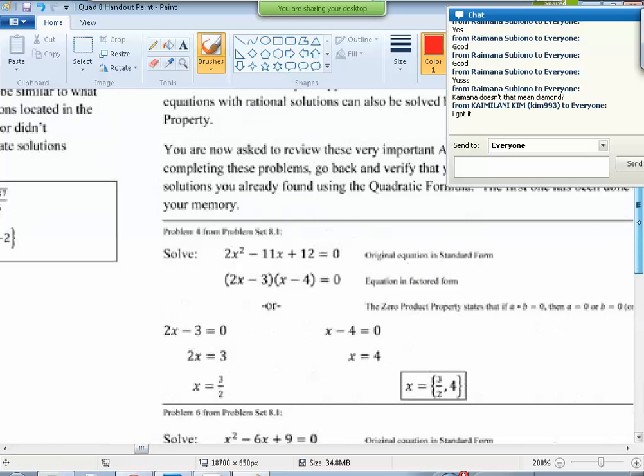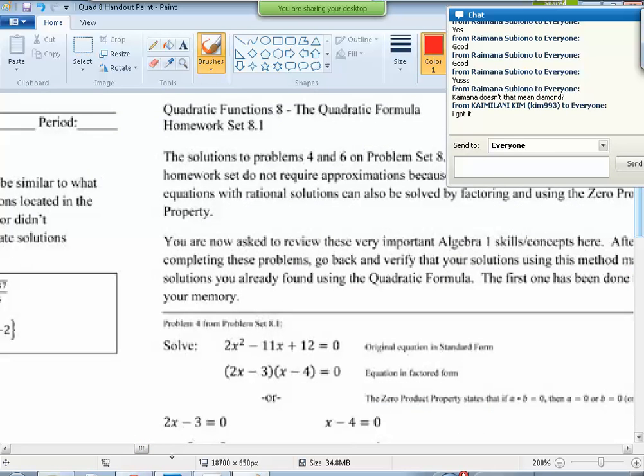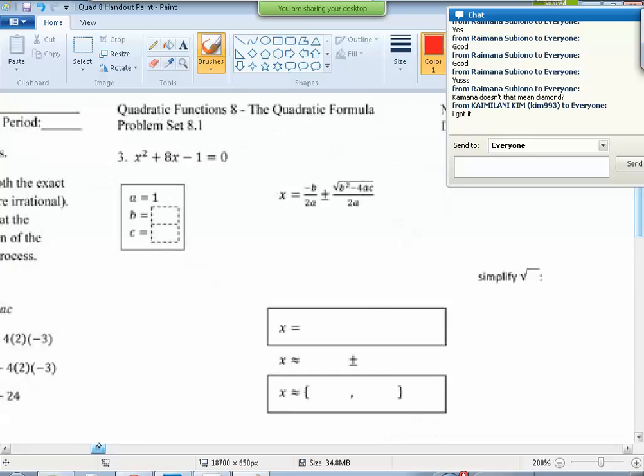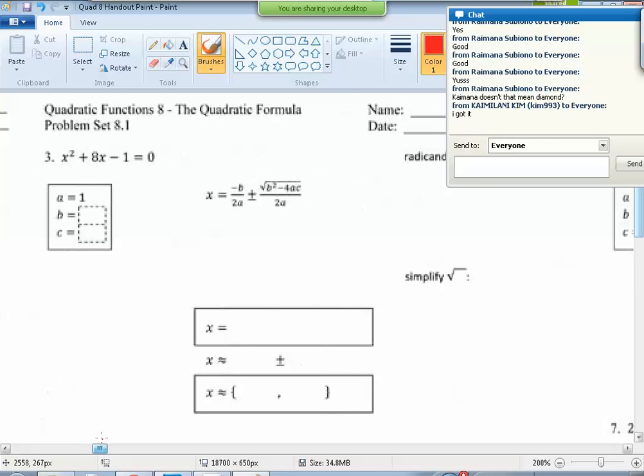I just, for some reason I can't find it, but I'll just make it. Oh, here we go. This is the one I want to do. Okay, let's do this one. x squared plus 8x minus 1.